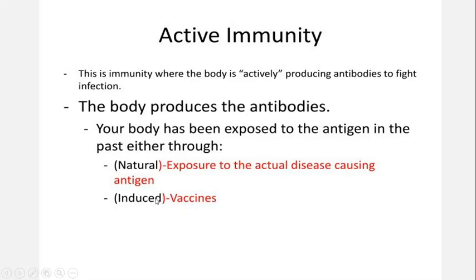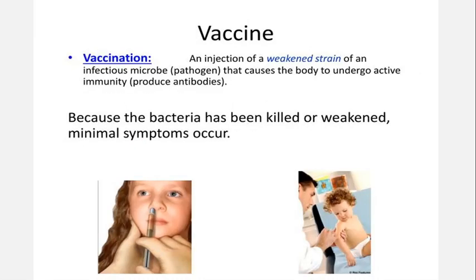Another active immunity is vaccination, or vaccine. The vaccines are produced from weakened or partially destroyed pathogenic bodies. So we get the bacterial cell or the virus particles in a weakened strain, so our body can undergo active immunity and produce antibodies.